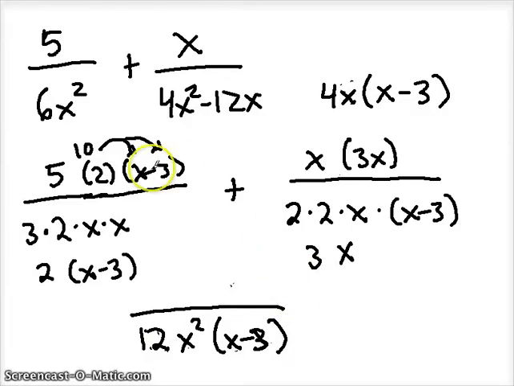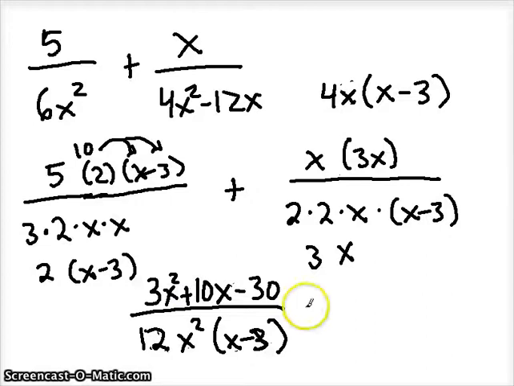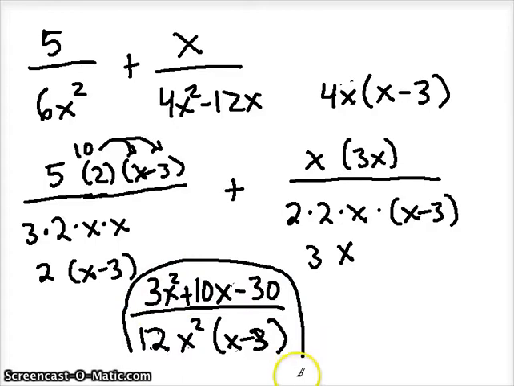Let's combine all of our elements on top to give us a numerator here. So 5 times 2 is 10, and then we want to distribute that 10 to the x minus 3. So 10 times x is 10x, and 10 times negative 3 is negative 30. Come over here, we add a positive 3x squared. So I'm going to put that at the front so that my polynomial is in order of powers, with the squared and then the 1 power and then the constant. So 3x squared plus 10x minus 30 is our new numerator all over a common denominator of 12x squared times x minus 3.